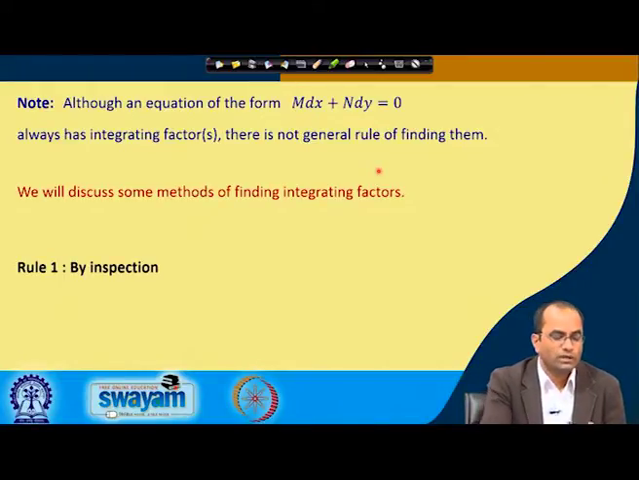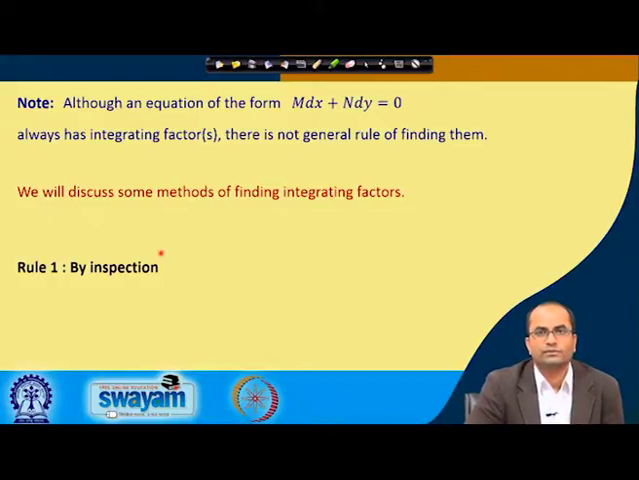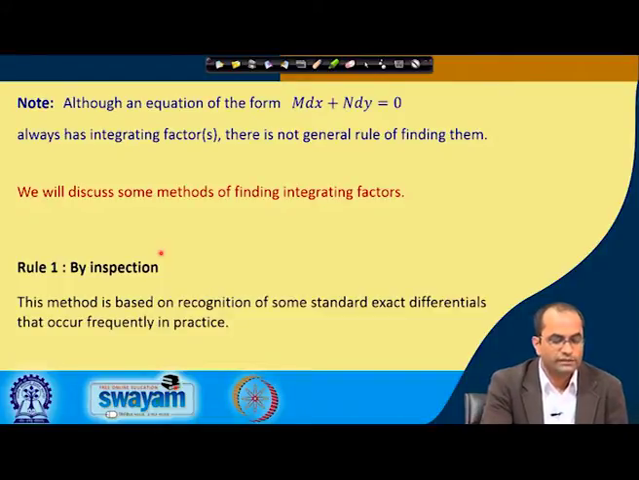Rule number 1 is just by inspection. This is the easiest one and also the toughest approach to find the integrating factor, because it is just a guess: looking at the differential equation, you guess that if you multiply by this function, then it will become exact. But this is difficult because it is not a systematic approach. This method is based on the recognition of some standard exact differentials.